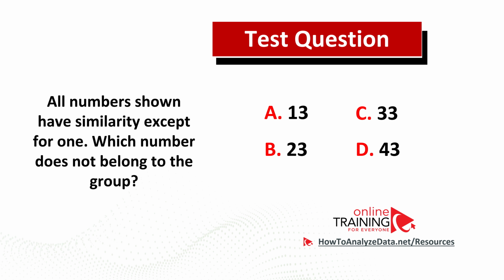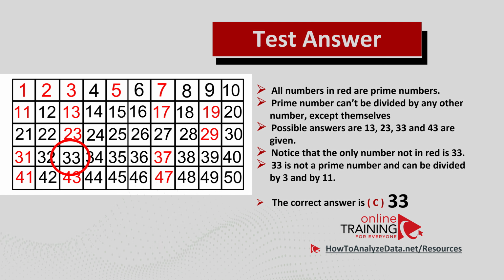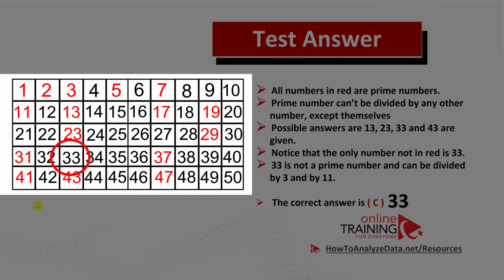Did you come up with the answer? Let's continue to see how we can solve this challenge together. The solution lies in understanding a very simple math concept, the concept of prime numbers. You see on the left the grid of numbers from 1 to 50, and all the numbers that are considered prime numbers are highlighted in red. What is a prime number? A prime number is a number that you can only divide by itself. You cannot divide it by any other number.